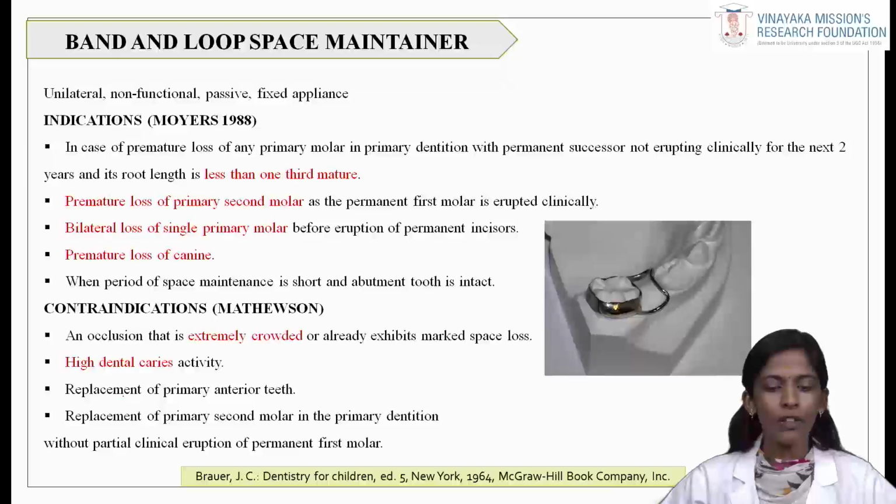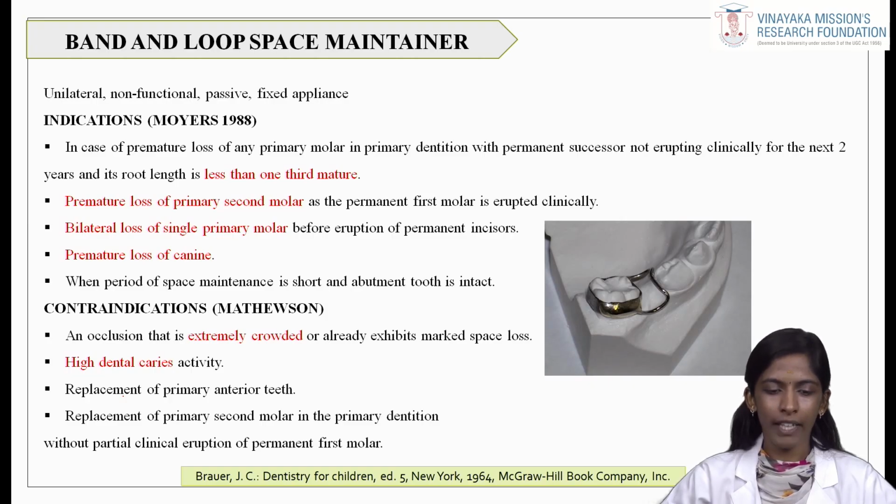Next, indications and contraindications of band and loop. Indications were given by Moyers in 1988: in case of premature loss of any primary molars in primary dentition, with permanent successors not erupting clinically for the next 2 years, and its root length is less than 1/3 mature. Next, premature loss of primary second molar as the permanent first molar is erupted clinically. Next, bilateral loss of single primary molar before eruption of the permanent incisors.